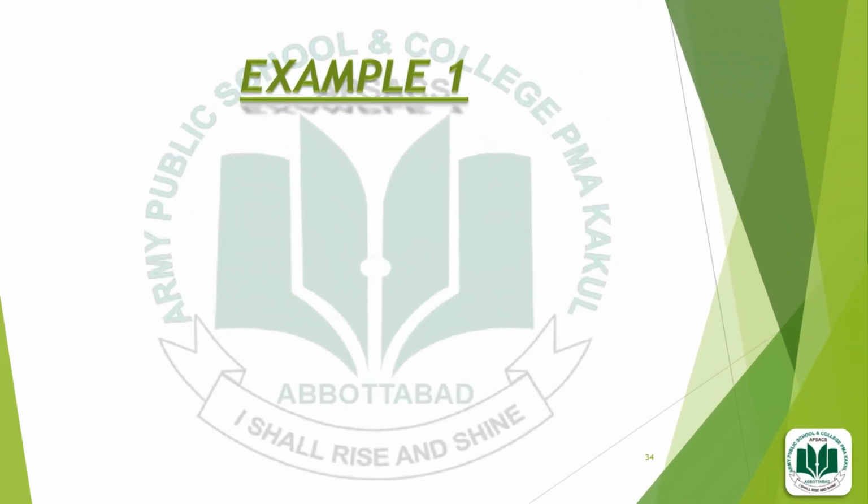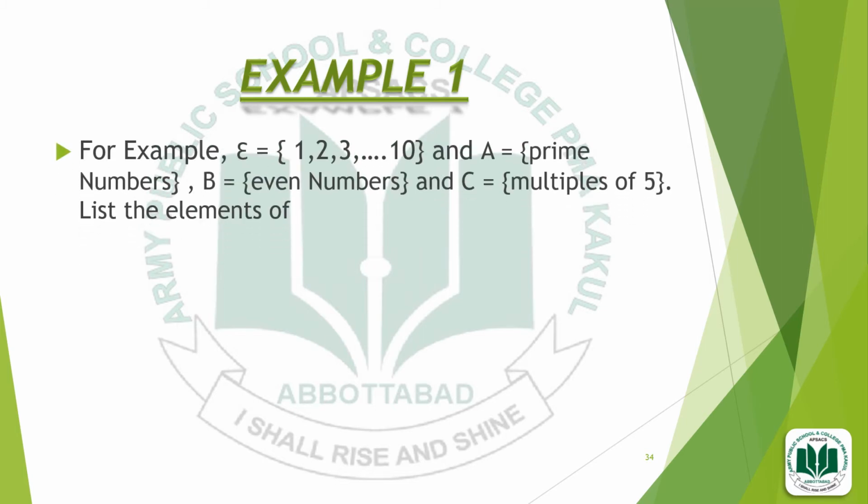Let us consider a situation in which universal set is a set of natural numbers from 1 to 10, A is a set of prime numbers, B is a set of even numbers, and C is a set of multiples of 5. If we have to list down the members of A, then I have to list down the prime numbers from 1 to 10, and it would be 2, 3, 5, and 7.